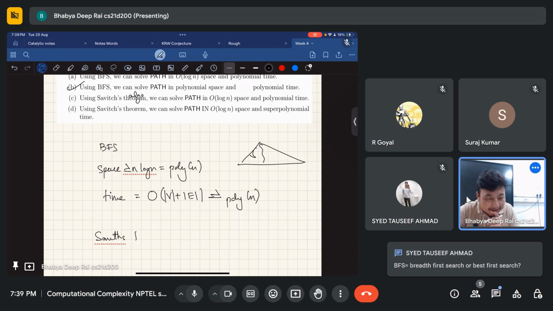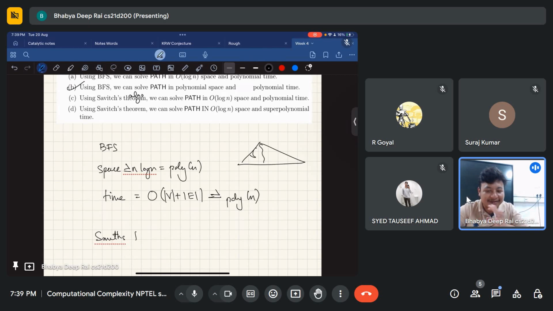Says BFS is breadth first search, or best first search? Breadth first search. Said simply, the breadth first search. The best first search uses heuristics and other knowledge, but we are only simply talking about the decision problems. So we are not given any heuristics. So simply breadth first search. Okay. So Savage's theorem algorithm.